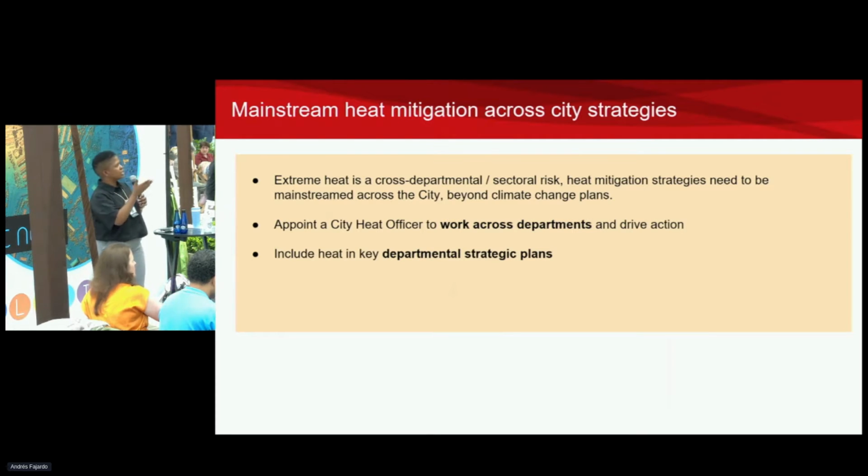So the next important point is ensuring that there's a cross-departmental, cross-sectoral approach towards addressing heat, and implementation happens at various points of the city, considering appointing a city heat officer to work across departments and driving actions, ensuring that there's coordination in those actions, and most importantly, including heat in key departmental strategic plans.